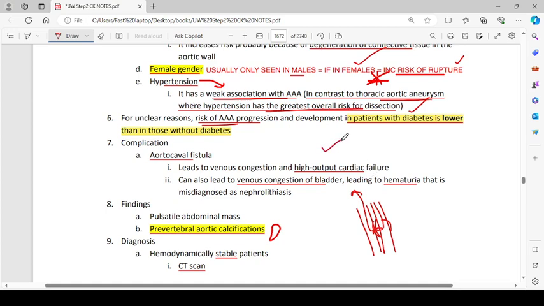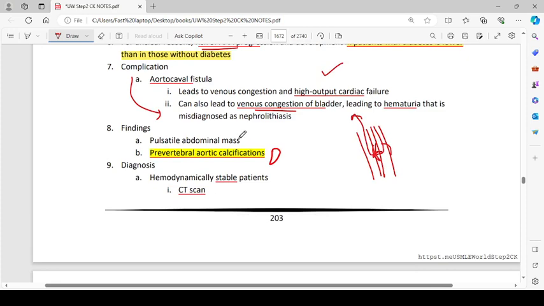It can also lead to venous congestion of the bladder, leading to hematuria that is misdiagnosed as nephrolithiasis. So venous congestion of the bladder can also happen if there is aortocaval fistula. So the bladder can have venous congestion that can bleed into the bladder, and then that can lead to hematuria. Findings will include a pulsatile abdominal mass and prevertebral aortic calcifications.